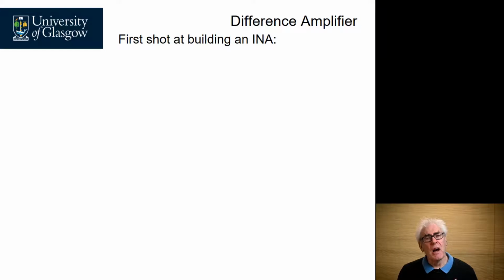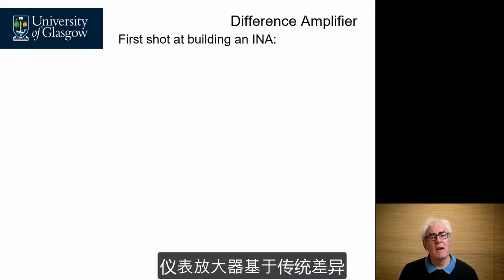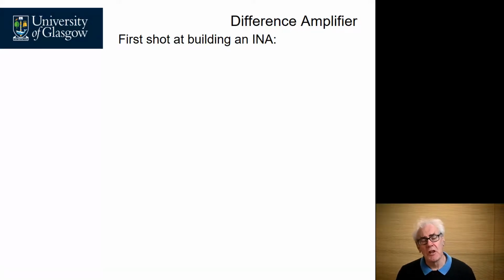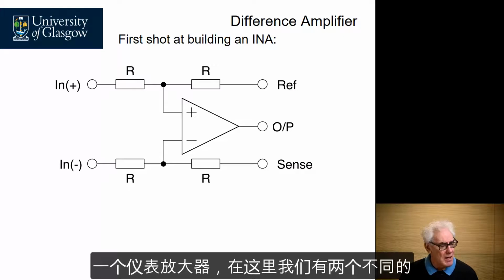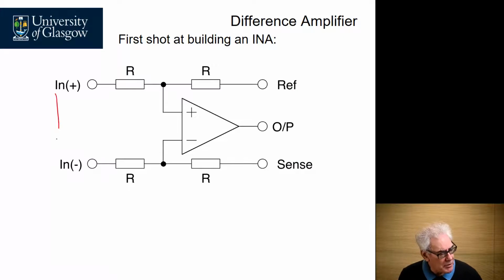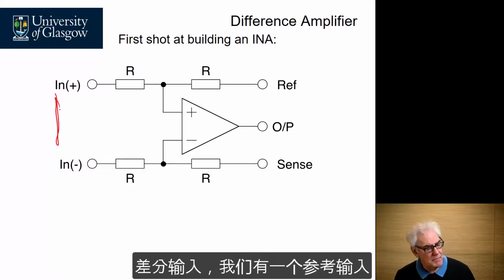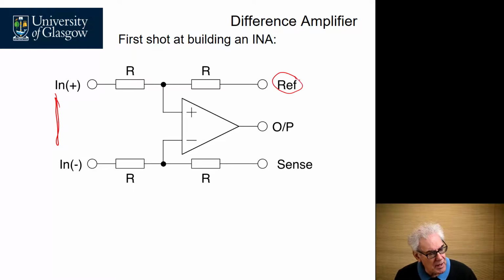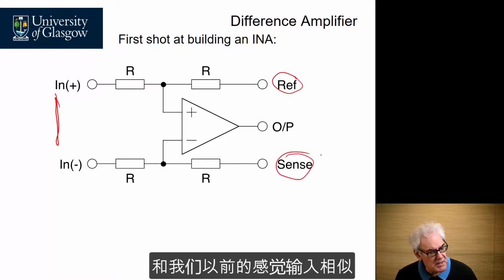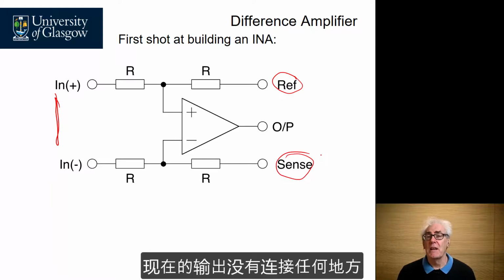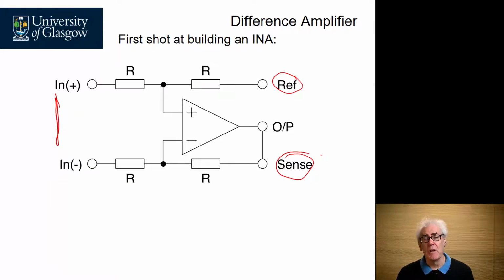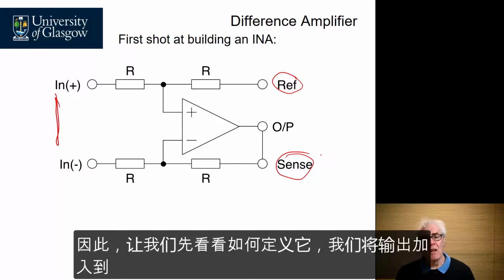The key to the instrumentation amplifier is based around a traditional difference amplifier. So let's take a first shot at building an instrumentation amplifier. And here we have our two differential inputs, and we have a reference input and a sense input, similar to what we had before, and the output at present is not connected anywhere. So let's look at how we define it.